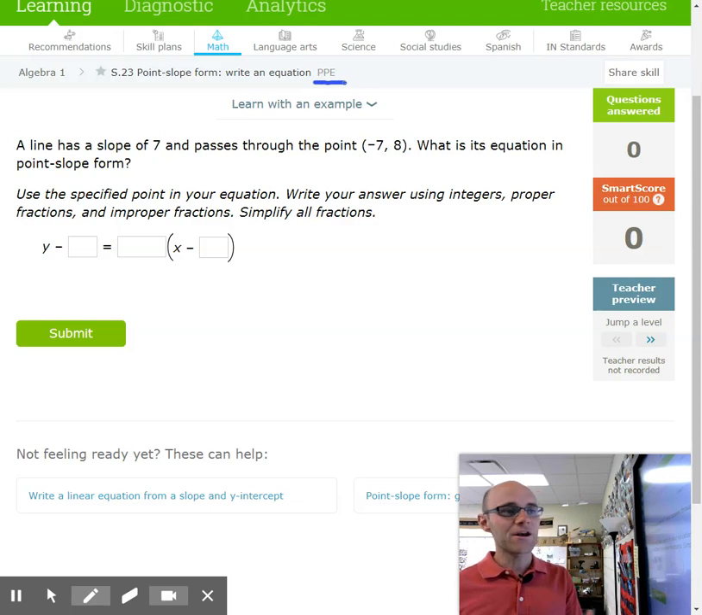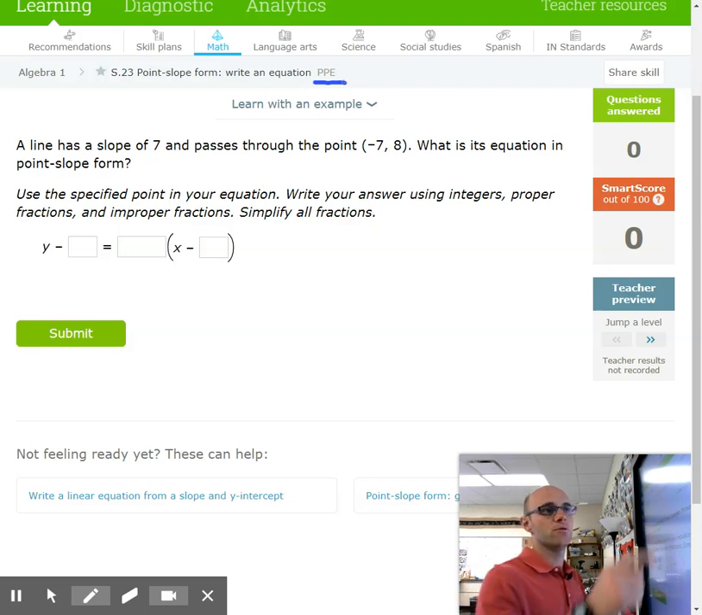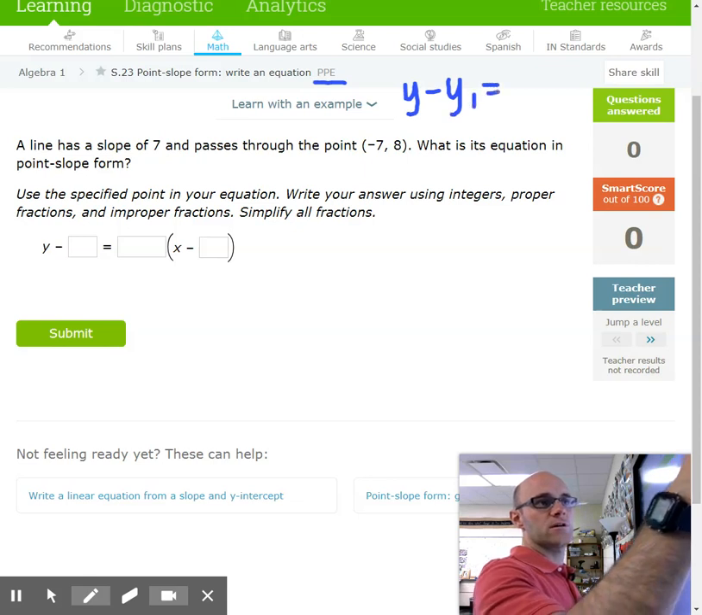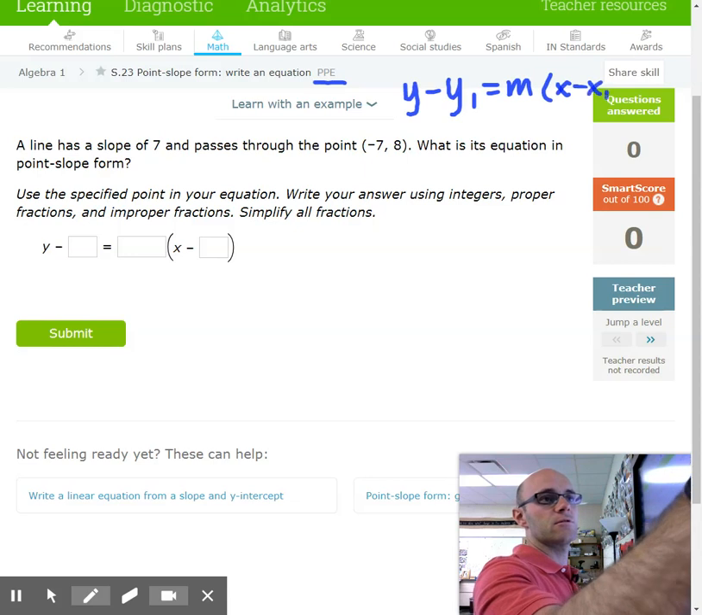All right, so how do you write an equation in point-slope form? What in the world is that formula? Let me first help you understand the formula by showing you where it comes from. So here's the formula. y minus y1 is equal to m, the slope, times x minus x1.